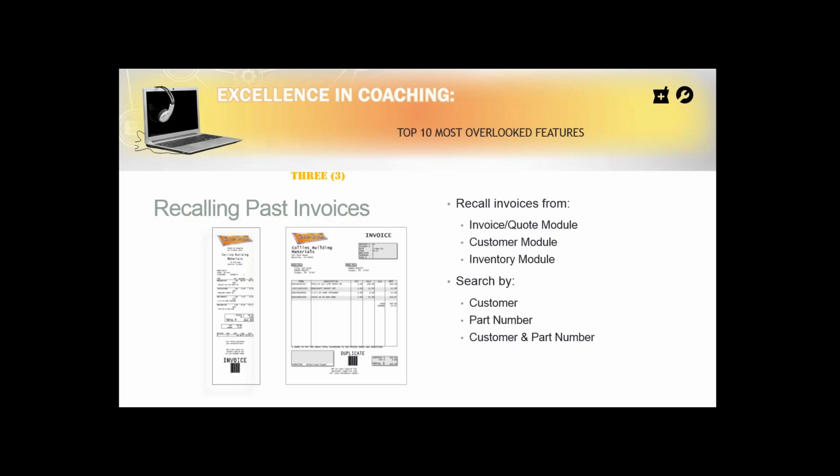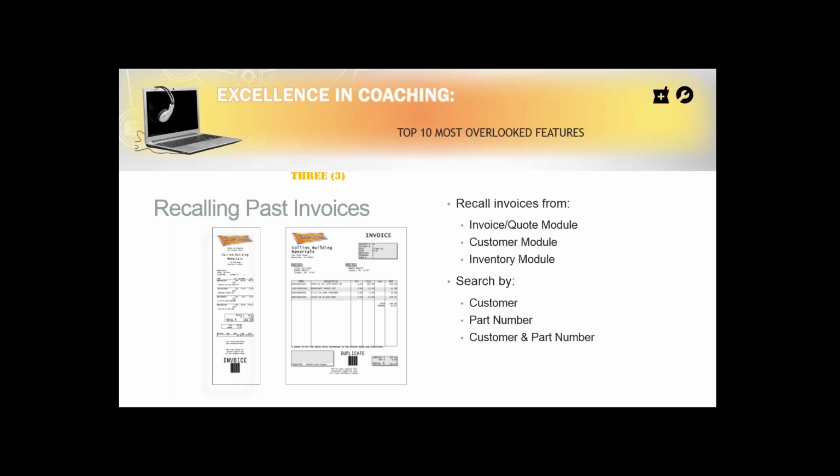So how do you do it from invoice and quote? And what's so nice about that? Well, you don't have to leave the invoice and quote module to go to the customer module if you have a customer on the other side of the counter saying, I need a copy of my receipt. Normally, we have the habit of going to the customer module, looking for their profile or their record, calling up all their invoices, double-clicking on it, and printing it. Well, you can do that right from the invoice and quote module.